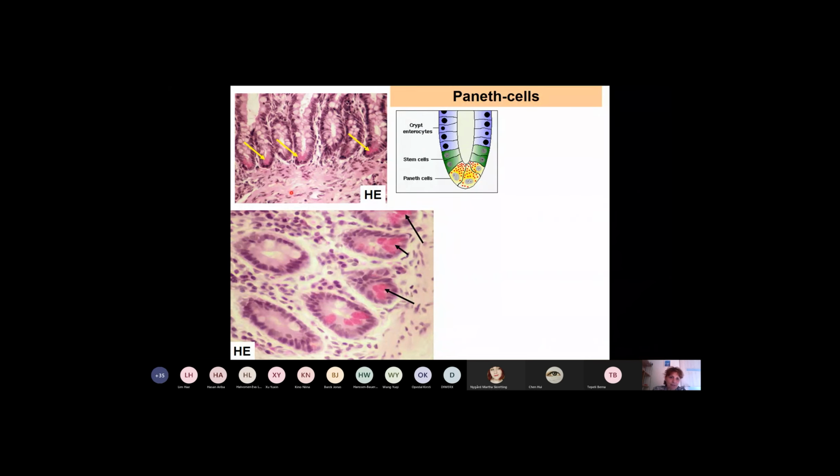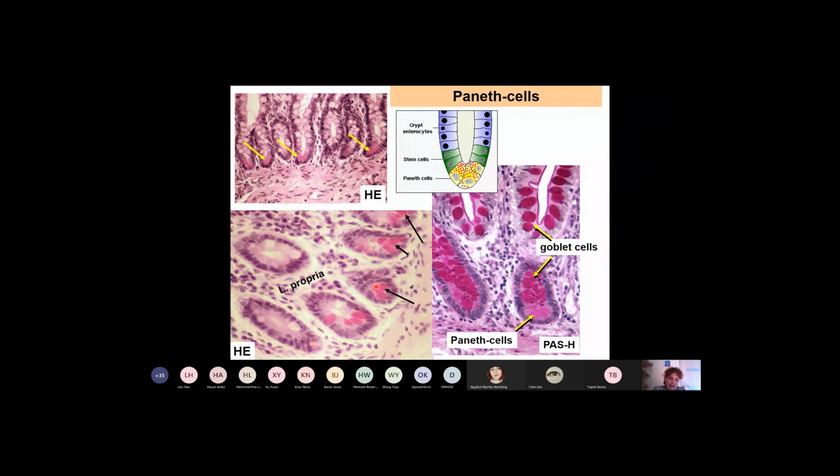Here you can see the cells shown by these arrows in this cross section of the glands. And you see these strongly eosinophilic cells correspond to the Paneth cells. They can also be visible with PAS, but you have to be careful because PAS staining also stains the goblet cells. But we will have slides with hematoxylin eosin in this semester, and you will see then these eosinophilic cells. These will be the Paneth cells.